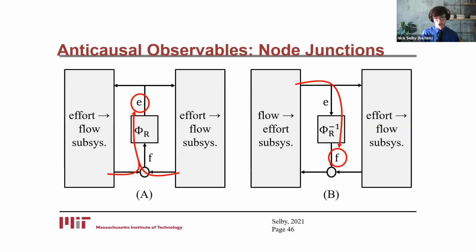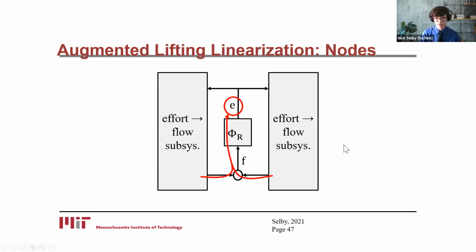So the second way auxiliary variables can become anti-causal for lifting is if a resistive element is connected via a node junction with a subsystem whose output includes an exogenous input U. And here by node junction, I just mean a way of connecting subsystems such that the generalized Kirchhoff's node rule, where all subsystems share a common effort and the flows all sum to zero, governs the dynamics. Just as before, there are two subcases for which this is true. If the resistor is connected to two effort-to-flow systems via a node junction like subfigure A on the left, or if the resistor is connected to a flow-to-effort subsystem via a node junction like subfigure B on the right.